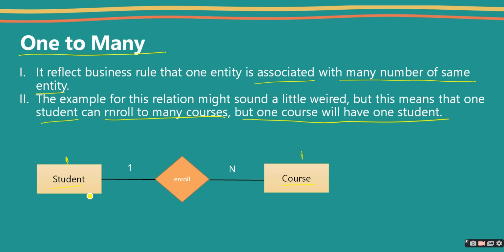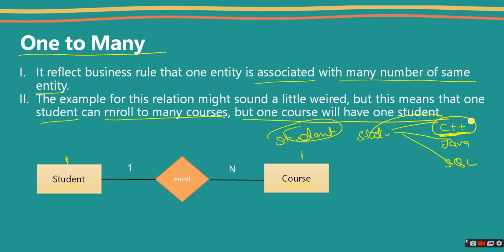So in one to many, one student can enroll in many courses. Let's say I am a student and I have enrolled for C++, Java, SQL. I have enrolled for so many courses, but one course is only enrolled by me, meaning that if I have taken this course, then no other student can take this course. No other student. So this course is specially designed for me. So this is what one to many is. There will be one student who can take multiple courses, but one course can only be taken by a single student. One to many relationship.